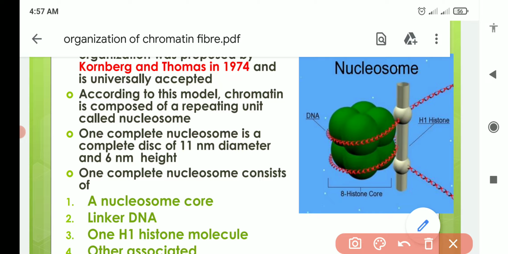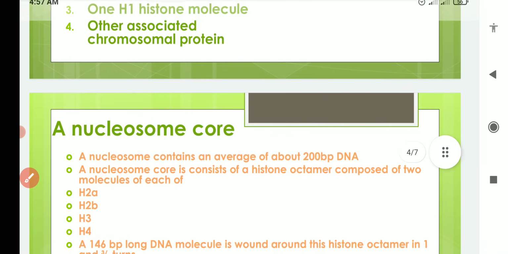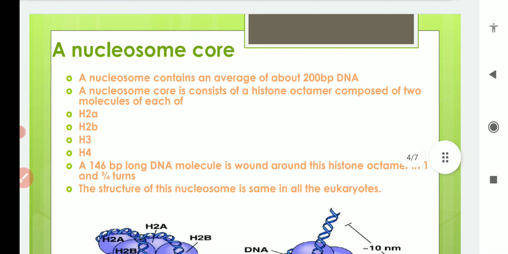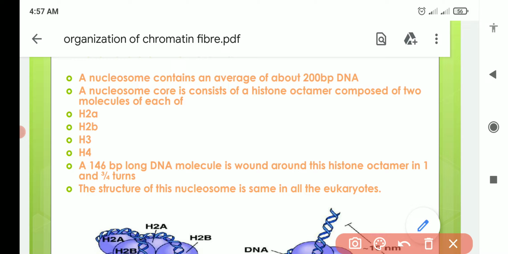Here you can see the DNA is coiled around this nucleosome, and this is the H1 histone. The H1 histone seals the DNA from here to here. We will discuss this in this video. First of all, the nucleosome core. How is this nucleosome core formed?